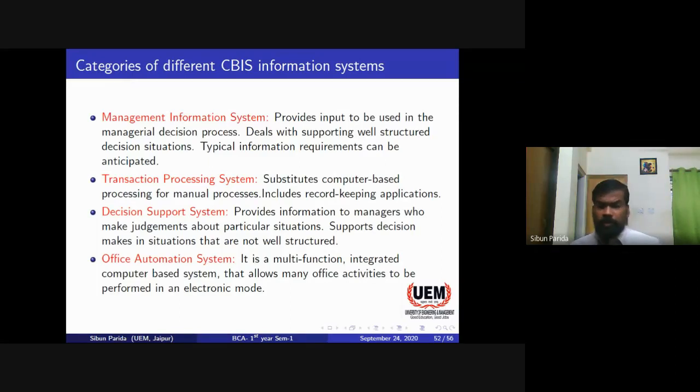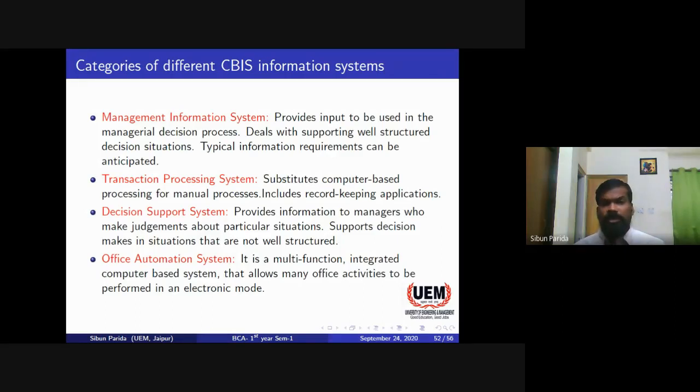Next is the decision support system, which we have discussed already. It provides information to managers who make judgments in particular situations. That is called a decision support system. It supports decision makers in situations that are not well structured.